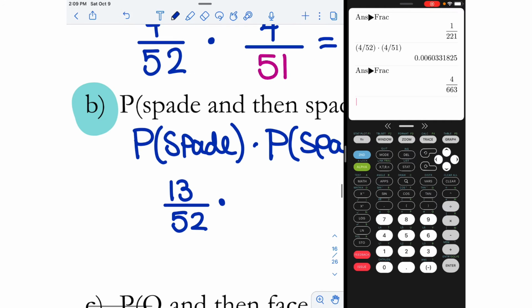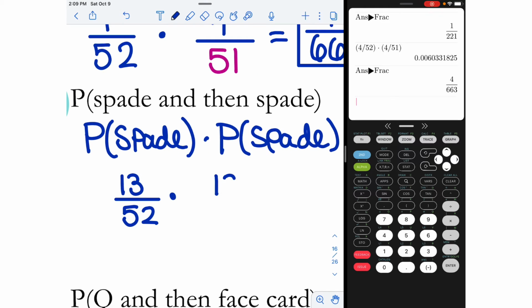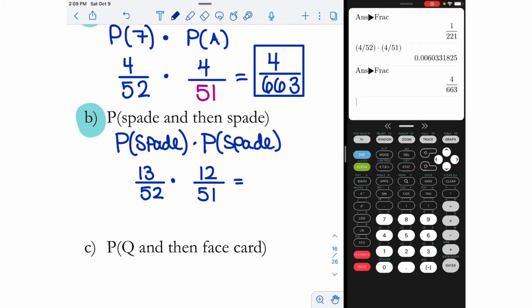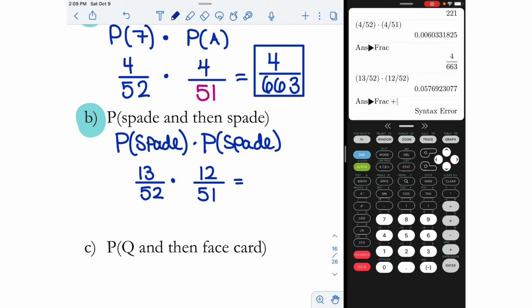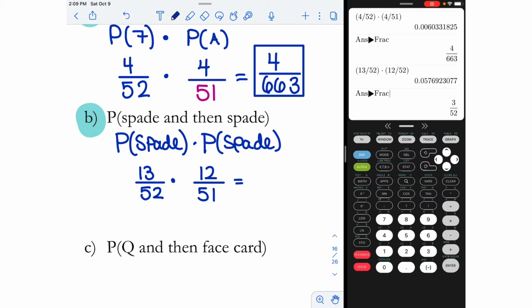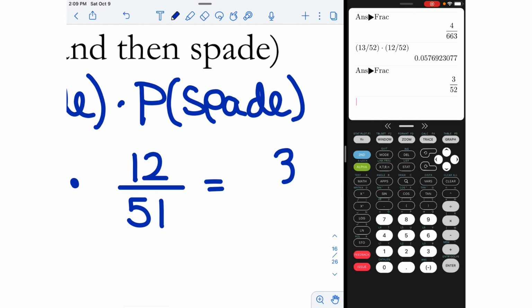Now imagine I'm holding a spade in my hand. There's actually only going to be 12 spades left in the deck. So that numerator has now changed. And there's also only 51 cards left in the deck. So that denominator changes again. Okay, so you really have to think about, if I'm holding this in my hand, how does that affect the second probability? And then that's it. Let's multiply that out. 13 over 52 times 12 over 51. And turn it into a fraction. There we go. 3 out of 52 is the final answer.